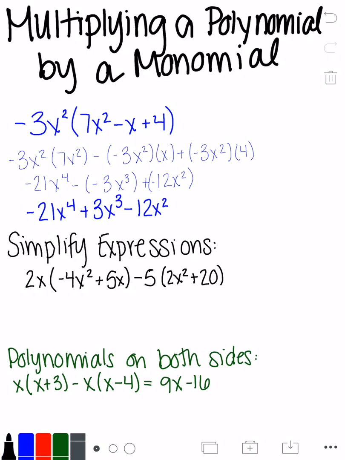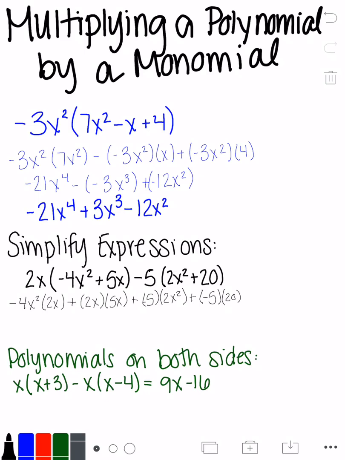So now we're going to simplify expressions. So same thing, we're multiplying a polynomial by a monomial, and then we're going to combine some terms. So we're going to go here. So negative 4x squared times 2x plus 2x times 5x minus 5. Let's do it like this. Plus negative 5 times 2x squared plus negative 5 times 20.